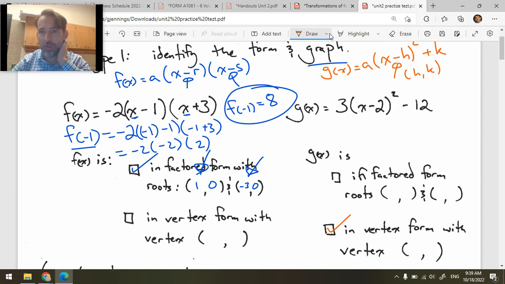Well, this form also tells me that h is a sign flipper. So I want to flip that one sign. So that'll be positive 2 is the h, the x value of the vertex. And then this one, I just read it for the k value, which is negative 12. There we go. So the vertex is (2, negative 12).